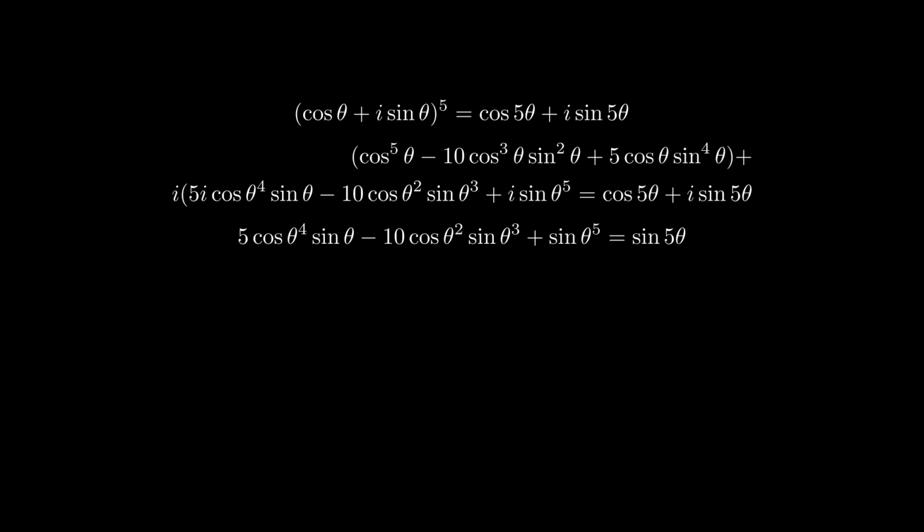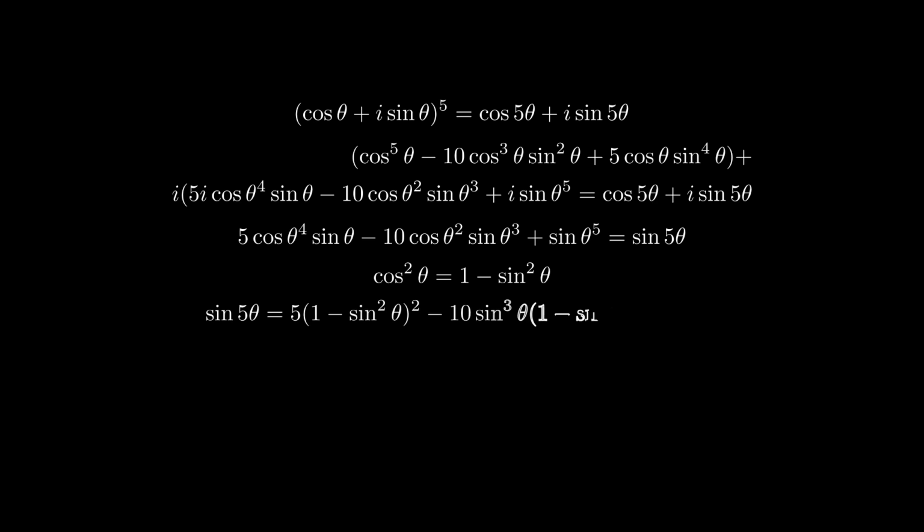So you're going to look at the i component of our solution to part A and the i component of De Moivre's theorem. And we can set these equal to each other, where 5 times the cosine of theta to the power of 4 times sine theta minus 10 times cosine theta squared times sine theta cubed plus sine theta to the power of 5 is equal to sine of 5 theta. Now remembering that the cosine squared of theta is equal to 1 minus sine squared of theta, we can substitute this in anywhere we see a cosine squared of theta.